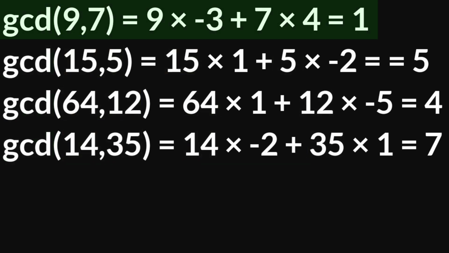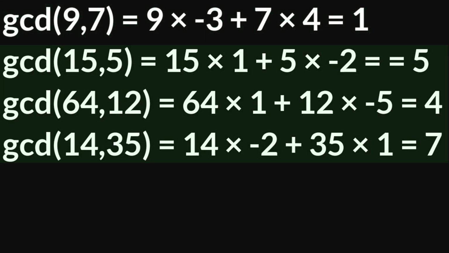For instance, with 9 and 7, their greatest common divisor is 1, which is the smallest strictly positive number possible to make. For the remaining numbers, their GCD is the smallest strictly positive number because it's a difference between multiples.